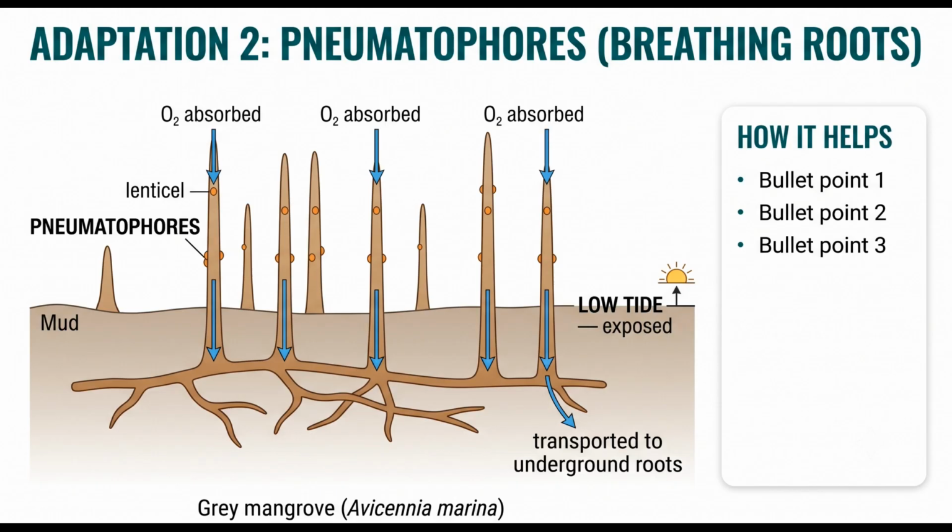Like prop roots, they have lenticels, those tiny pores, on the parts that are exposed to air at low tide. At low tide, the lenticels absorb oxygen from the atmosphere. The oxygen then diffuses downward through spongy tissue inside the pneumatophore to the underground roots below. This allows the tree to respire even though the soil it's growing in is completely anaerobic. The main species that uses pneumatophores is the gray mangrove, Avicennia marina, also found at Sungei Buloh.